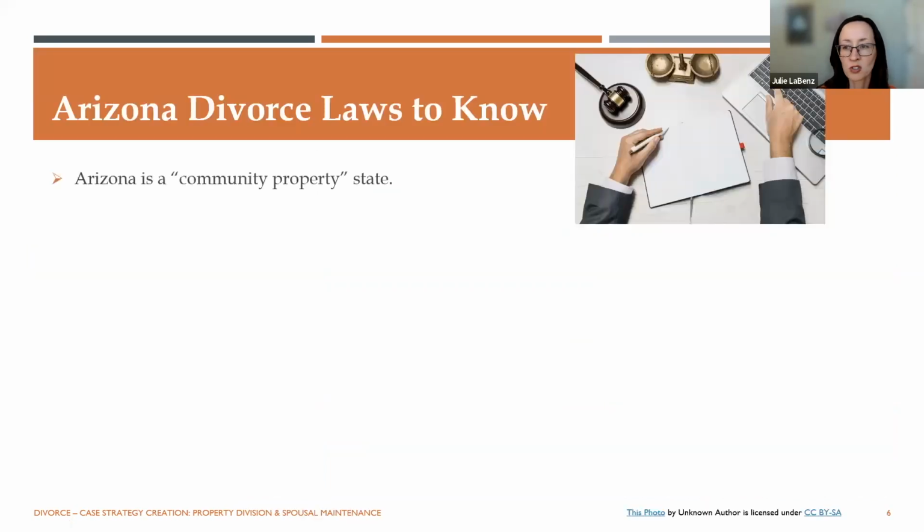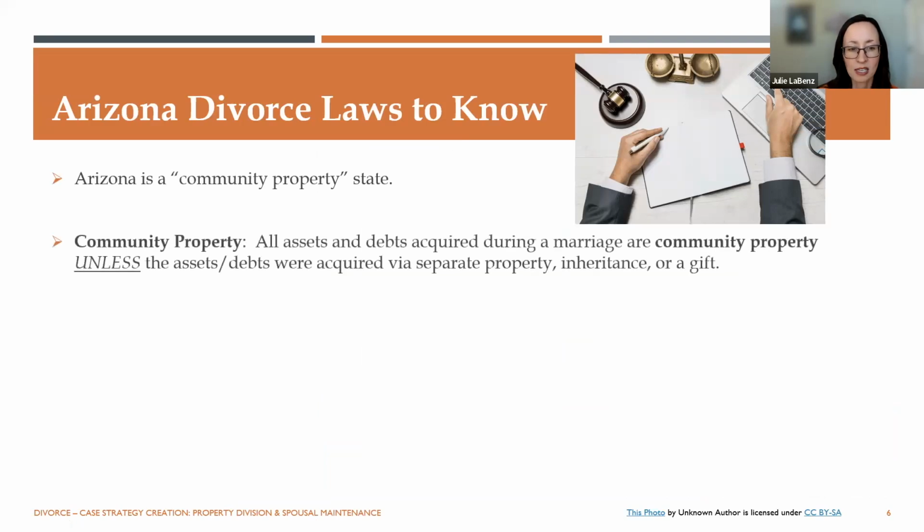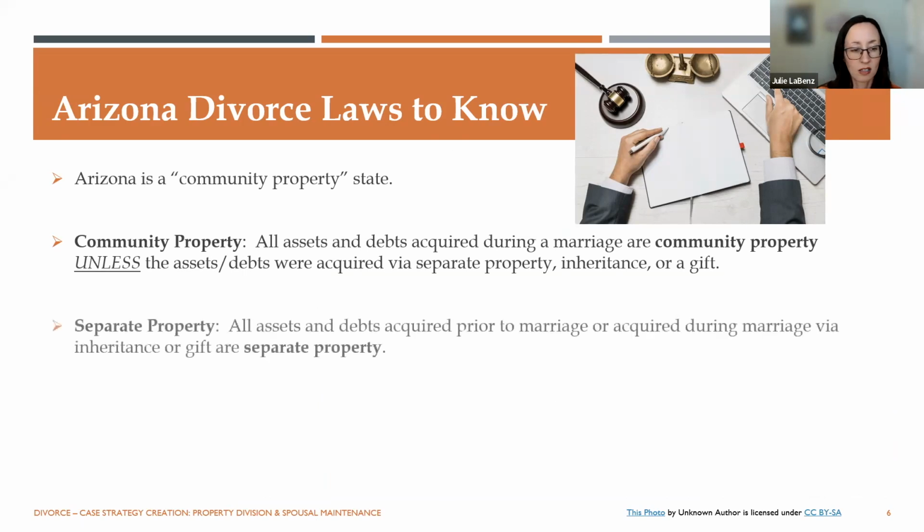So Arizona is what is known as a community property state. And community property are all assets and debts acquired during a marriage, unless those assets or debts were acquired using separate property, inheritance, or a gift. So separate property are assets and debts acquired prior to marriage or acquired during marriage through inheritance or a gift that are kept separate property.